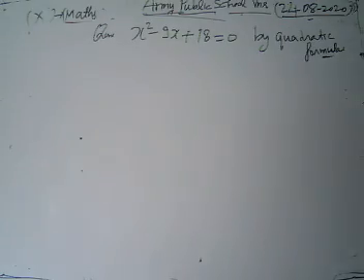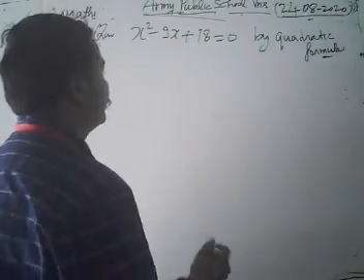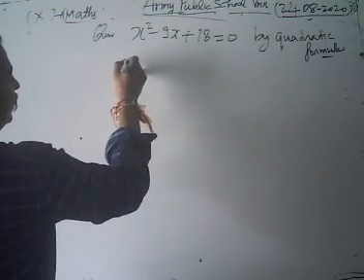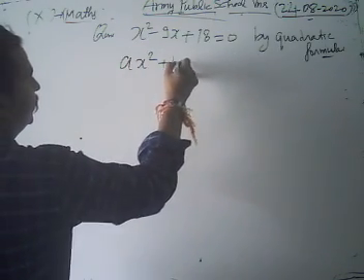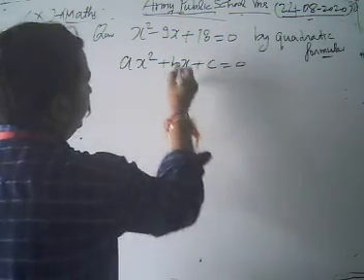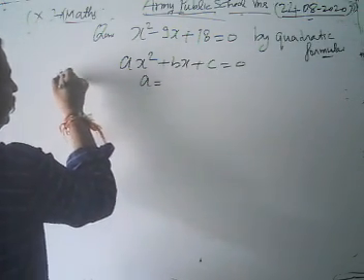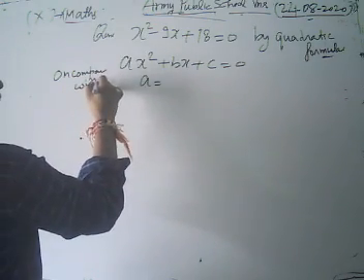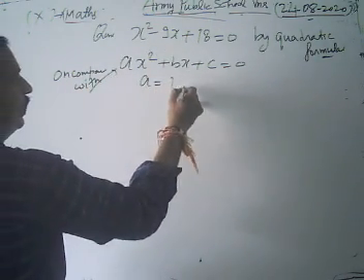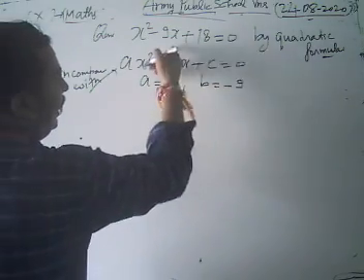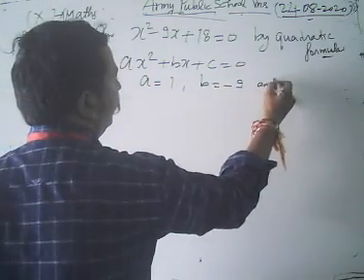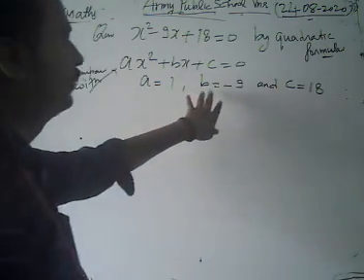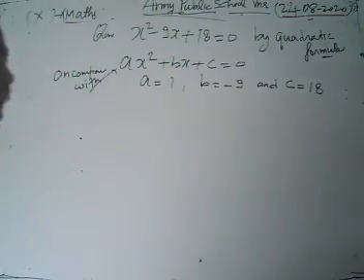Before we apply the quadratic formula, what is our first step? We are going to compare with the standard form ax square plus bx plus c is equal to 0. The value of a is 1, the value of b is minus 9, and the value of c is 18.